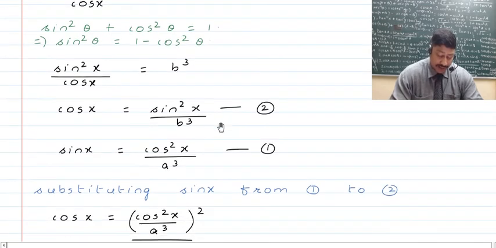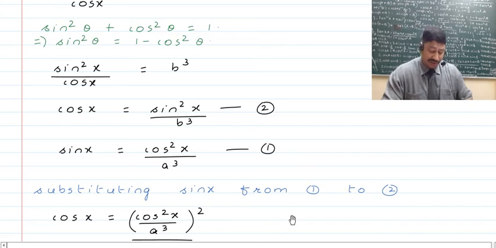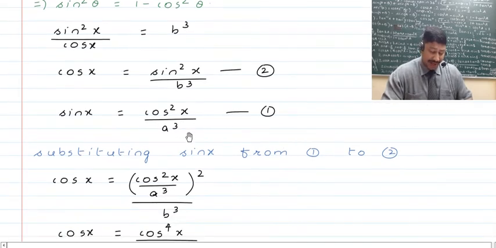Now here we have the second equation, and the first equation was sin x is equal to cos square x upon a cube. So now this value of sin x from equation number 1 is going to be substituted in equation number 2. That is, for sin x here we'll be writing cos square x upon a cube, right?